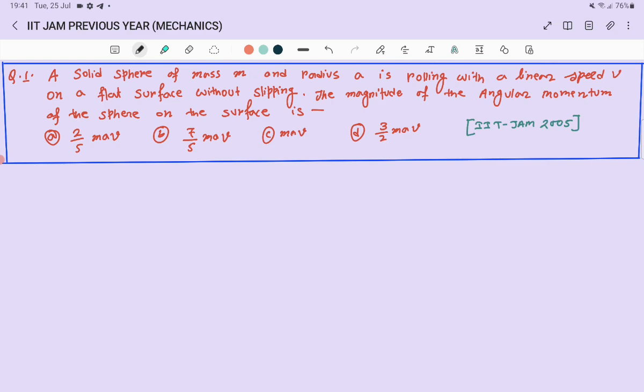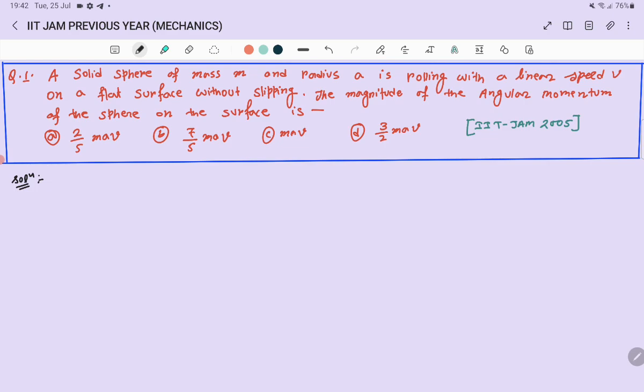Today I will solve some questions based on IIT JAM Physics, and first let us start with mechanics. The first question was asked in the 2005 JAM paper. A solid sphere of mass m and radius a is rolling with a linear speed v on a flat surface without slipping. The magnitude of the angular momentum of the sphere on the surface is.